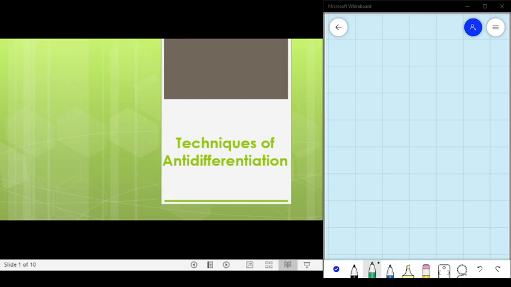Hello, good day everyone. We are now in topic 12 of our basic calculus subject, which talks about techniques of anti-differentiation.